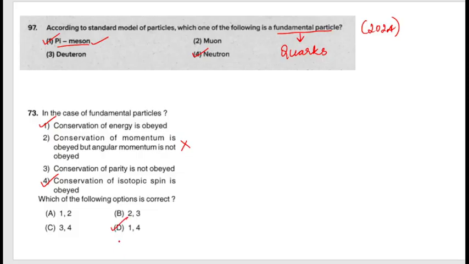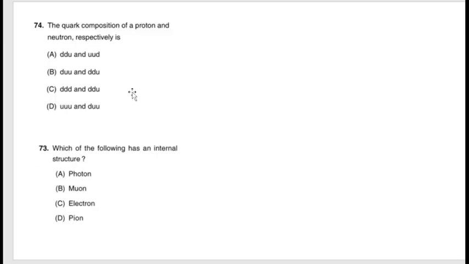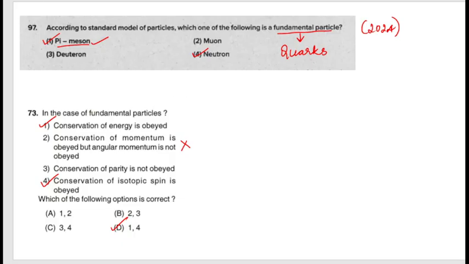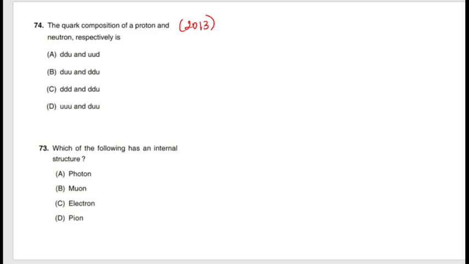Yes. Next, we will be moving on to the next slide and next question. The quark composition of proton and neutron are? This question was asked in the year 2013, and the previous slide's question was asked in the year 2014. The quark composition of proton and neutron respectively is in our previous slide only. We can see the proton, let us represent it by the symbol P, and the neutron, it is represented by the symbol N.